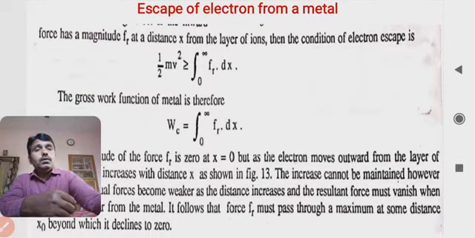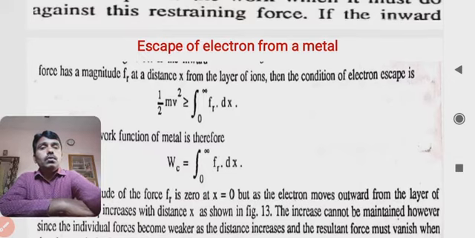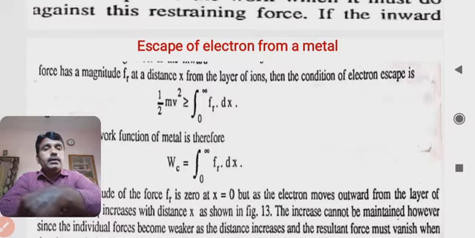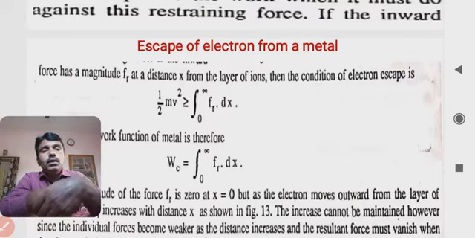That work is done against the inward restoring force, which opposes the escape of the electrons. If the inward force has a magnitude F(r) at a distance x from the layer of the ions, then for the electron to escape, its kinetic energy half mv square should be greater than the integral from 0 to infinity of F(r) dx.